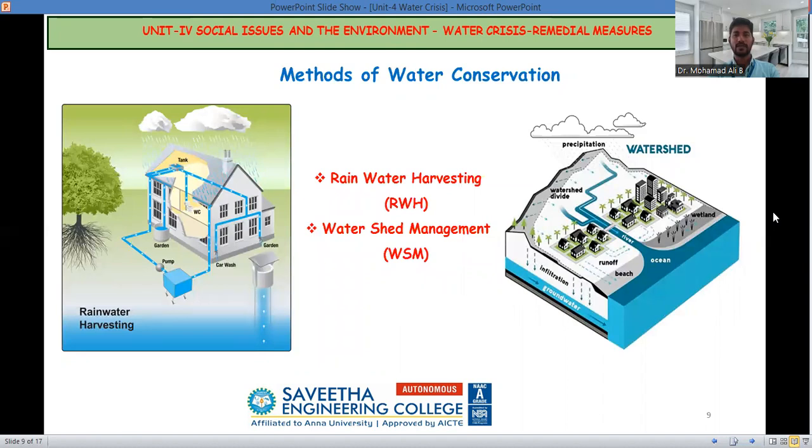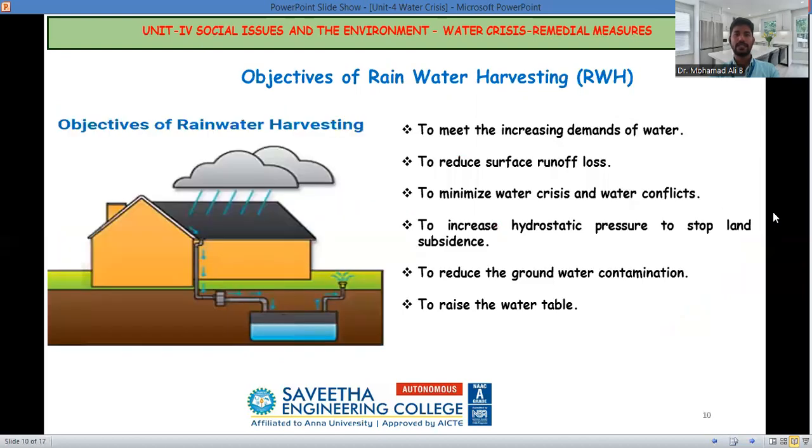The methods of water conservation can be divided into two types. One is rainwater harvesting, that is RWH. The next one is watershed management, that is called WSM. So we have to go one by one. The first one is the objectives of rainwater harvesting: to meet increasing demands of water, to reduce surface runoff loss, to minimize water crisis and water conflicts, to increase hydrostatic pressure to stop land subsidence, to reduce groundwater contamination, and finally to raise the water table. So these are all the objectives of rainwater harvesting.